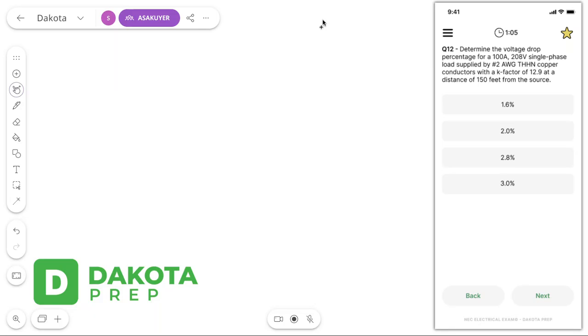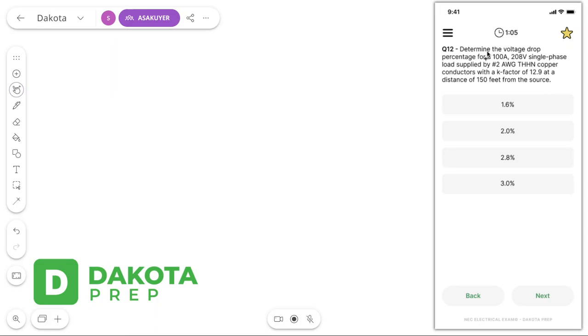Okay, so voltage drop is not difficult, right? We're just plugging numbers into a formula. I do want to point out about this question, though. This is not a realistic question.